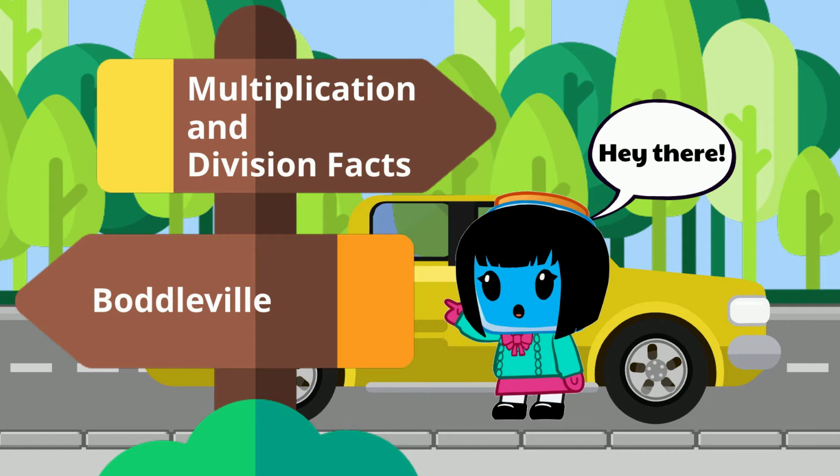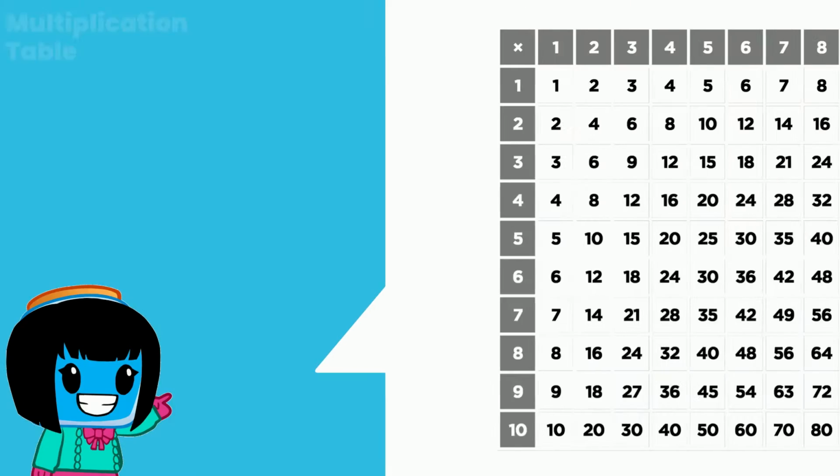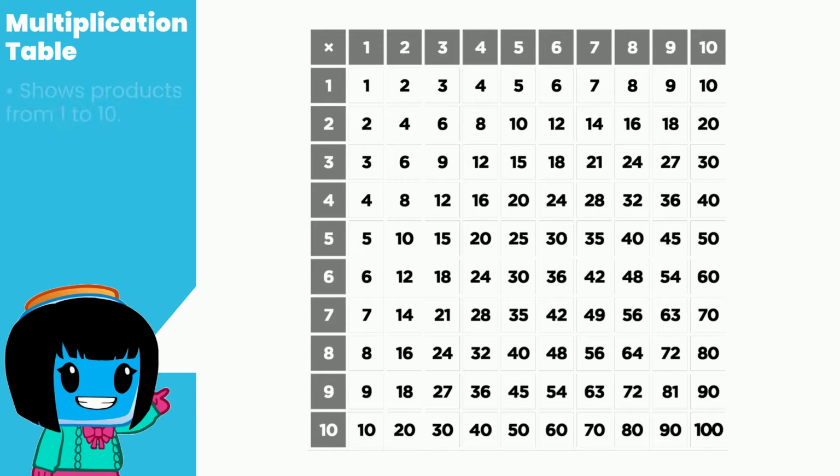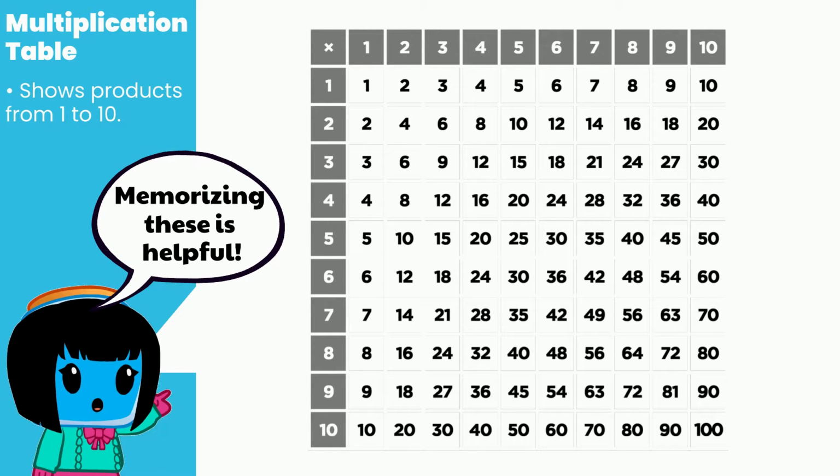Today we'll learn some cool tricks to learn multiplication and division facts. This is a multiplication table. It shows the product of multiplying numbers from 1 to 10. Memorizing these is helpful since multiplication is a big part of math.